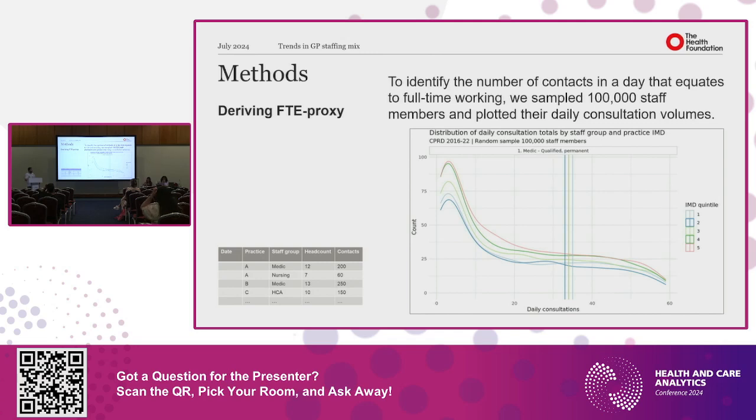So we started by plotting the daily consultation totals in a sample of 100,000 members of staff, and from that curve we extracted the 75th percentile to operate as our estimate or proxy for full-time working. And we also stratified that curve by deprivation and by the practice population ethnicity mix, given that we expect them to be drivers for demand.